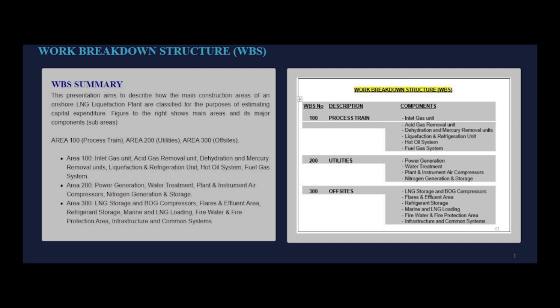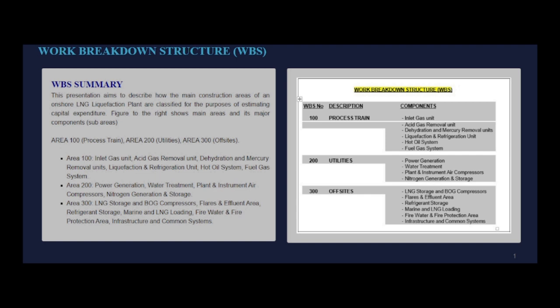Area 100: Inlet Gas Unit, Acid Gas Removal Unit, Dehydration and Mercury Removal Units, Liquefaction and Refrigeration Unit, Hot Oil System, Fuel Gas System. Area 200: Power Generation, Water Treatment, Plant and Instrument Air Compressors, Nitrogen Generation and Storage. Area 300: LNG Storage and BOG Compressors, Flares and Effluent Area, Refrigerant Storage, Marine and LNG Loading, Fire Water and Fire Protection Area, Infrastructure and Common Systems.